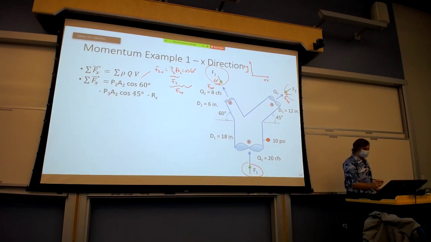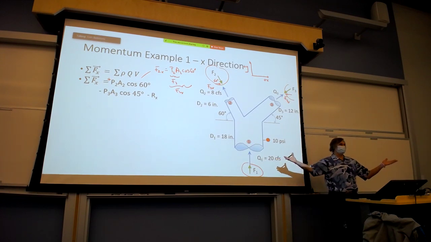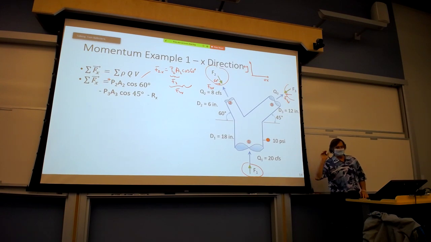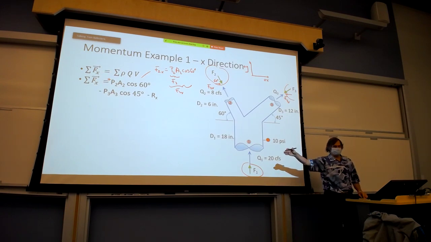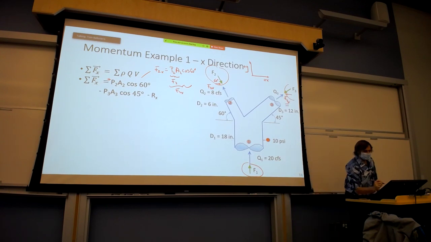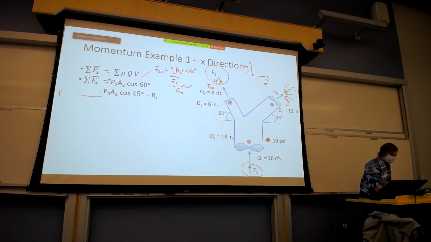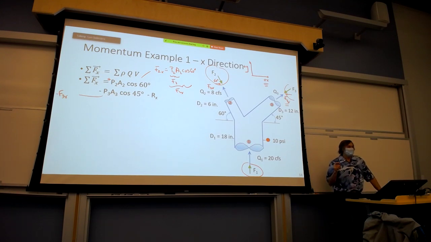And then the next term, you will see that F2x has a positive sign in front of it, but you typically don't write the positive sign when it's the first one. So P2A2 cosine 60, which is F2x, is in the positive x direction. Conversely, F3x is in the negative x direction. And so after we have P2A2 cosine 60, the next term would be F3x, and it's a negative sign because it's in the negative x direction.